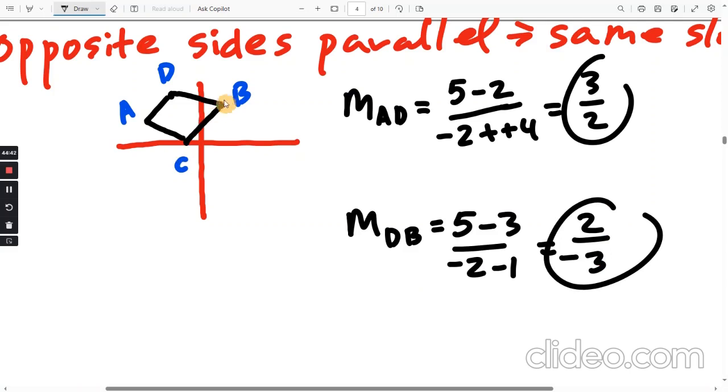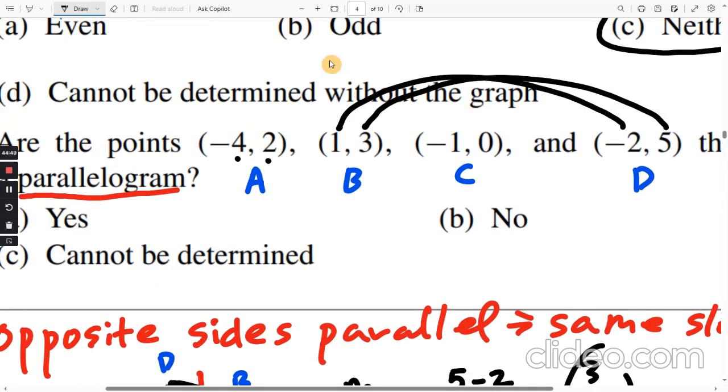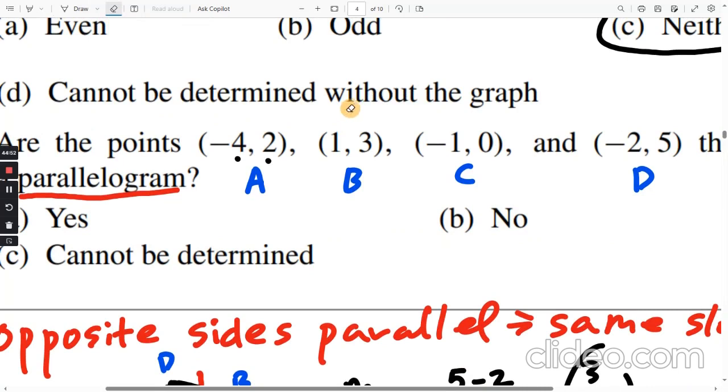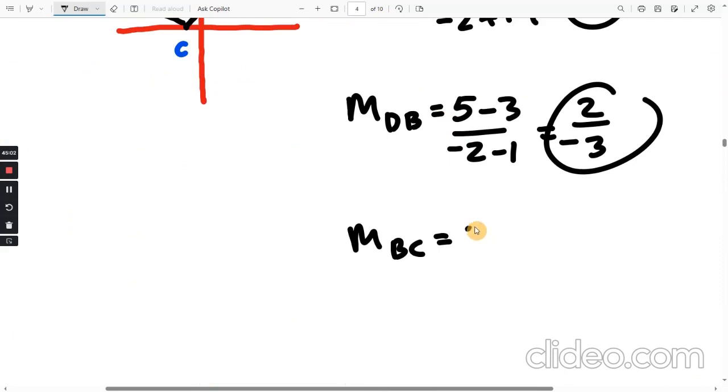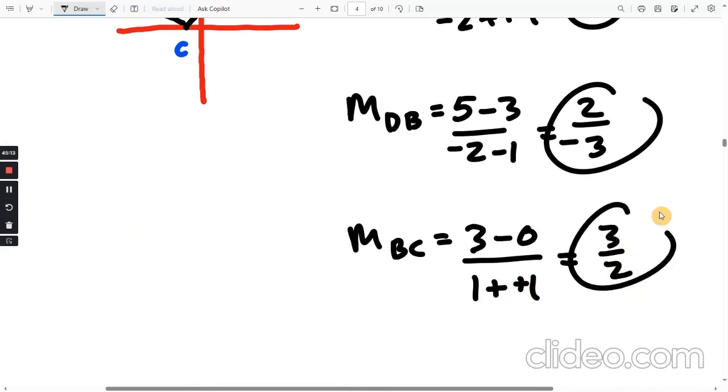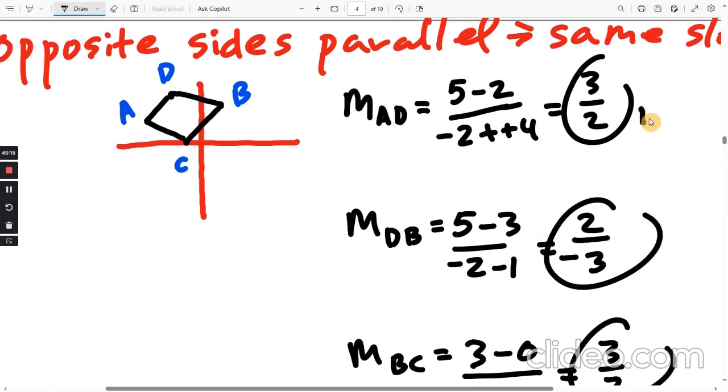All right, next I'm going to do BC. All right, let's see, B to C. So I'm going to do 3 minus 0 and 1 minus negative 1. 3 minus 0, 1 minus negative 1. The two negatives are positive. 3 over 2. All right, so far so good. We have two of them that check out.